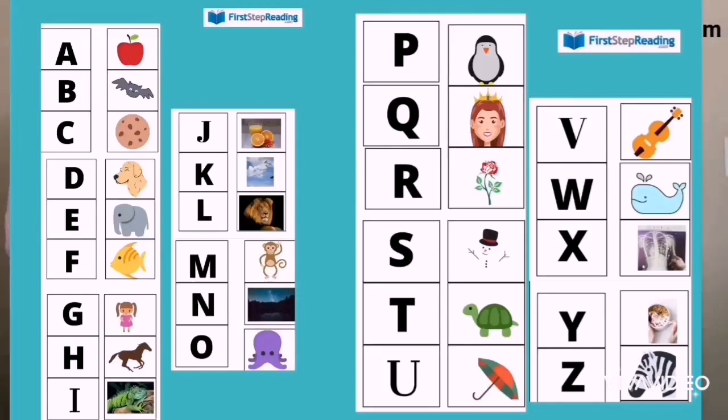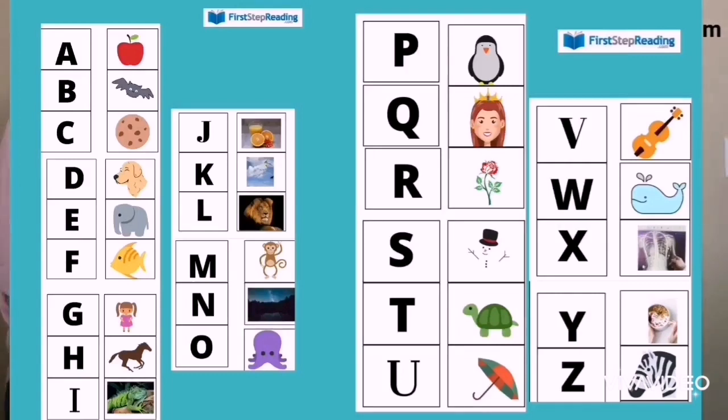The M says mm. The N says nn. The O says ah, like monkey, knight, or octopus. The P says p. The Q says qua. The R says rr, like penguin, queen, or rose.